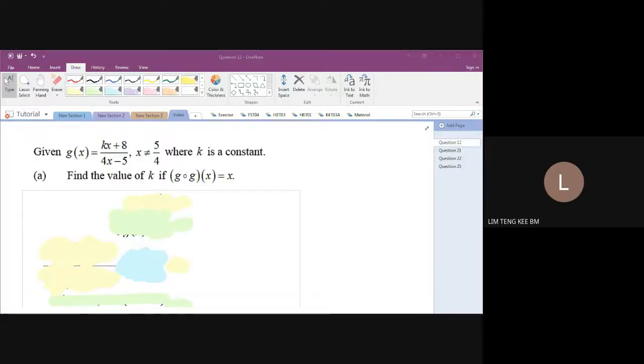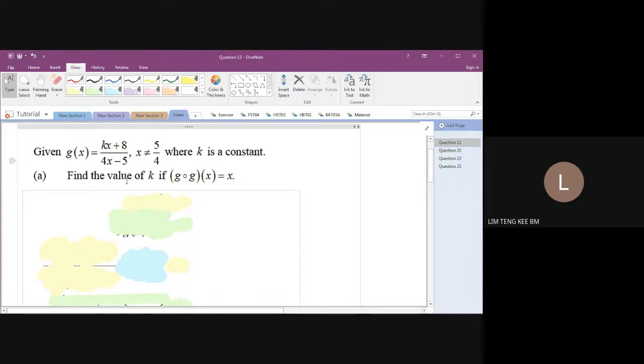Let's refer to past year questions. Question number 12. Given g(x) equals as follows, where x is not equal to 5/4, where k is a constant. A. Find the value of k if g composite g of x equals x.